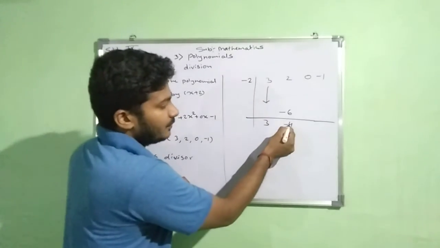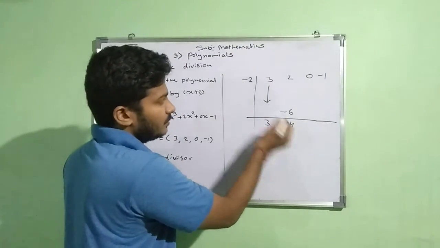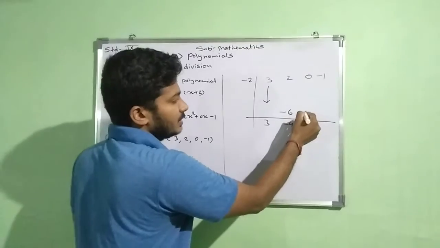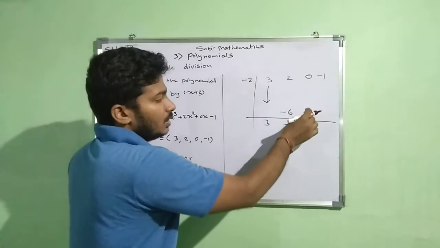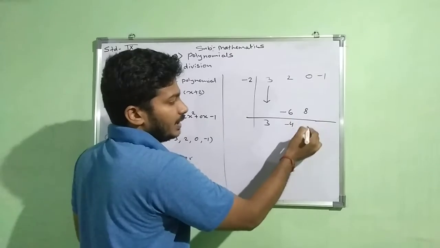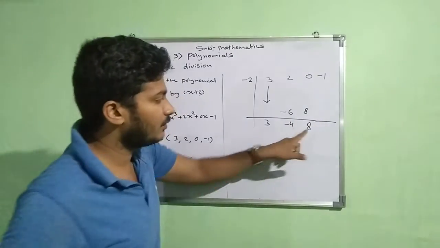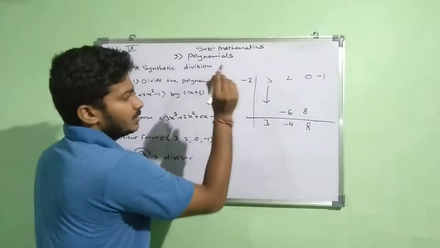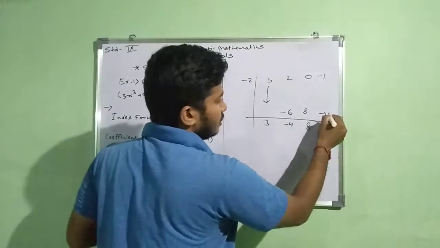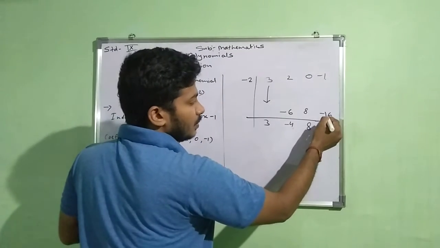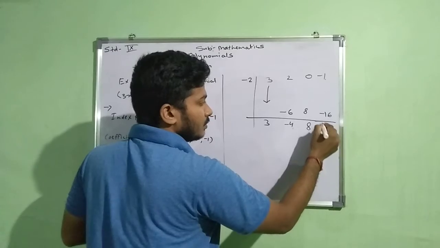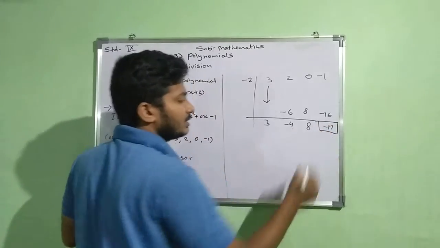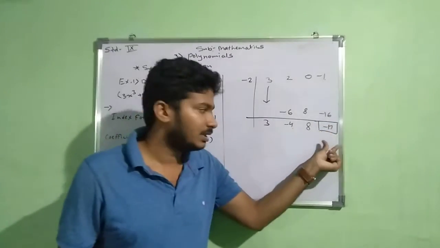Now we have to multiply minus 4 with minus 2, which is plus 8, because the product of two negative numbers will be positive. Now 0 plus 8 will be 8 only. Again we multiply 8 with minus 2, it will be minus 16. Now minus 1 plus minus 16 will be minus 17. So that last term will be considered as the remainder.